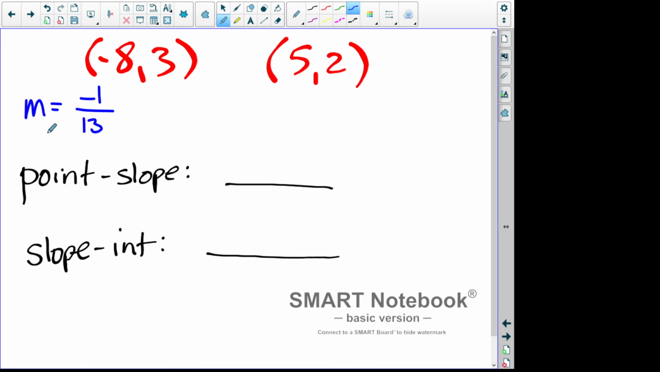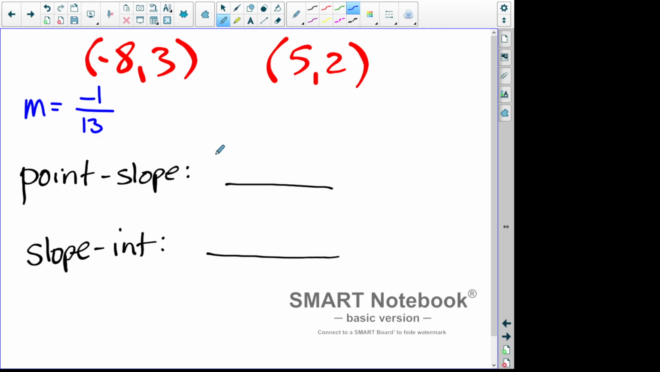So I have my slope, right? And now I also have a point. In fact, I've got 2 points, right? This is x1 and y1. This is x2 and y2, or vice versa. It doesn't really matter which one you say is the first point and which is the second point. I'm just going to pick one, okay? And I'm actually going to pick the 5, 2 just because I like working with positive numbers.